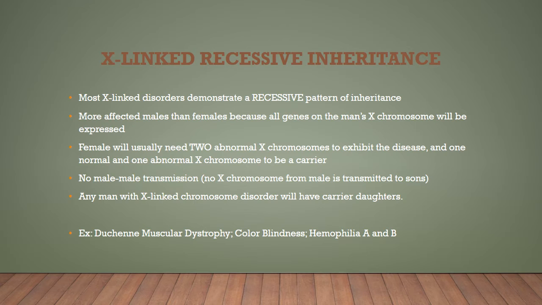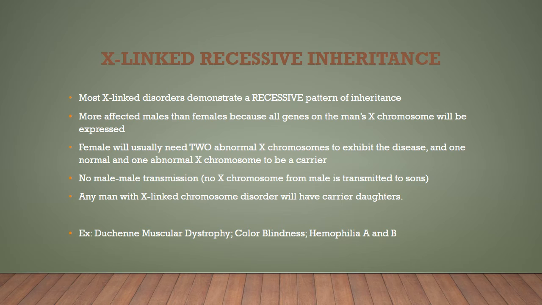There are more affected males than females because all of the genes on the man's X chromosome will be expressed. So if he has that X-linked trait, he's got at least an expression of the disease, the disorder. It's in various levels of severity, but it will be expressed somehow. The female will usually need two abnormal X chromosomes to exhibit the disease. And again, reflect back on that recessive non-X linked. It's the same thing. You've got to have two together to have the disease. If you have one normal and one abnormal X chromosome, they're carriers. And of course, if they have both normal X, they don't have anything.